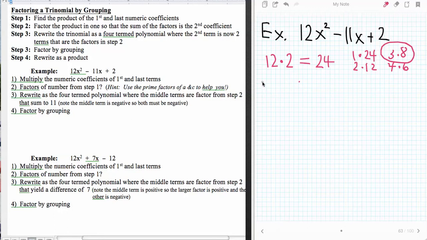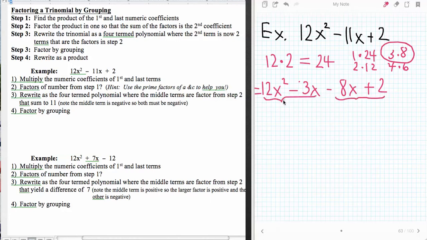And what we're going to do is factor this and make it a 4-term polynomial by rewriting negative 11x as 3 and 8. So we're going to write a negative 3x and a negative 8x. Now you don't want to give this any thought whatsoever. Do not consider, oh, should I write 3 first? Should I write x first or 8 first? Just write them down. So now from here we're going to factor by grouping.